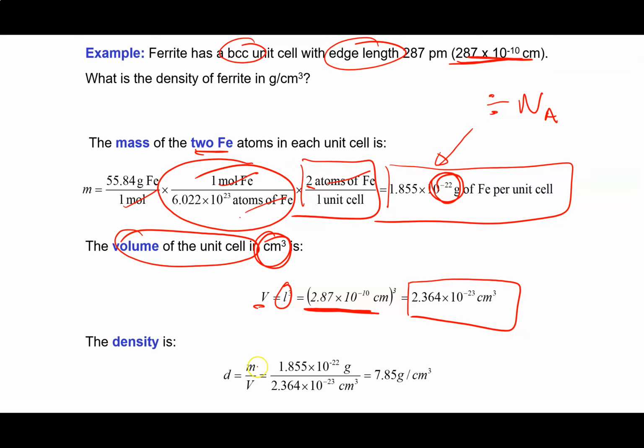Now, to calculate the density, you just take the mass of your unit cell and divide it by the volume of your unit cell. Generally, densities for metals are going to be about 1 to 50 grams per centimeter cubed. If you're significantly outside that, then you've made a mistake. So that's calculating a density using some unit cell information. It's not too bad.